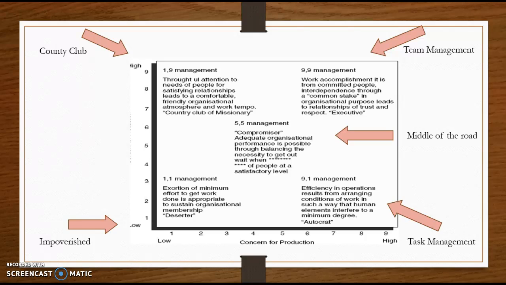Here's an example of the grid. The grid starts on the bottom left side at the 1-1 position. And this is having a low concern for people. And as you move up the y-axis, your concern for people gets higher. Now on the x-axis, or the bottom of the grid, the 1-1 position is having a low concern for completing tasks. And as you move along the grid, your concern for production gets higher.